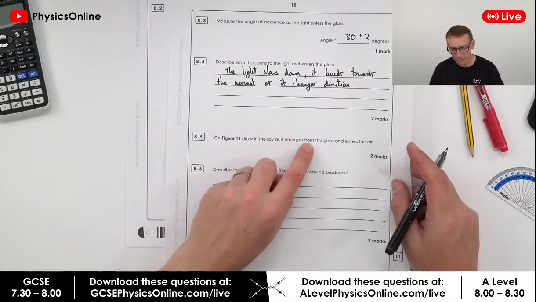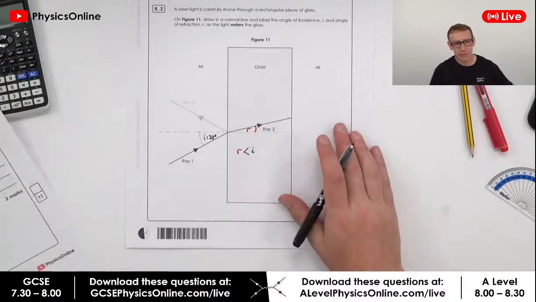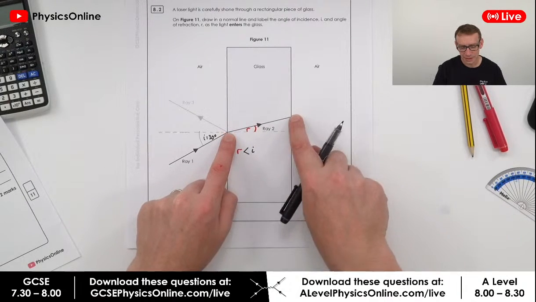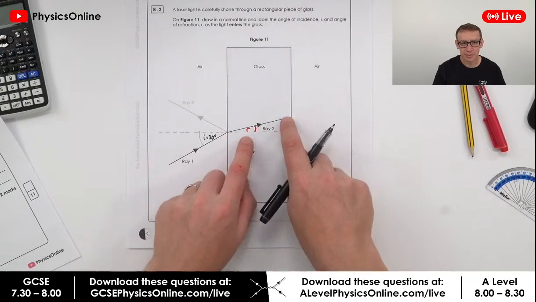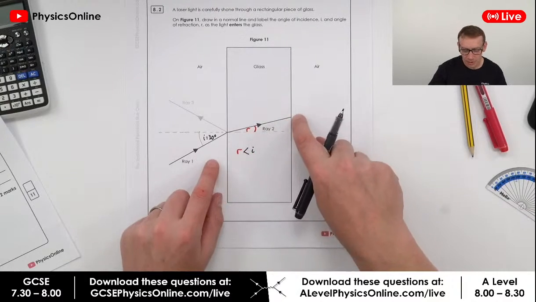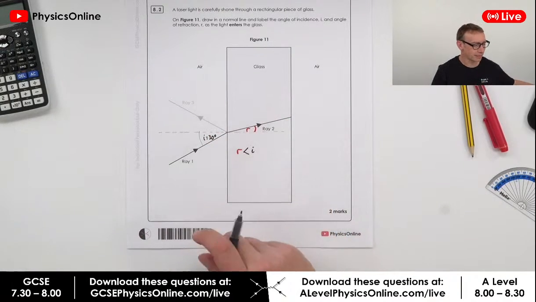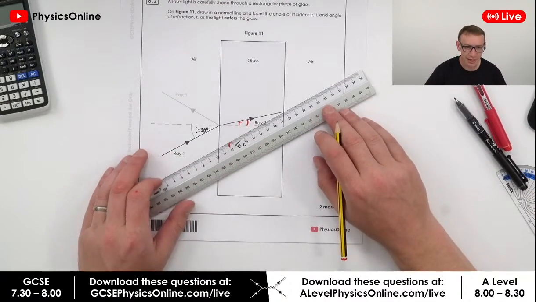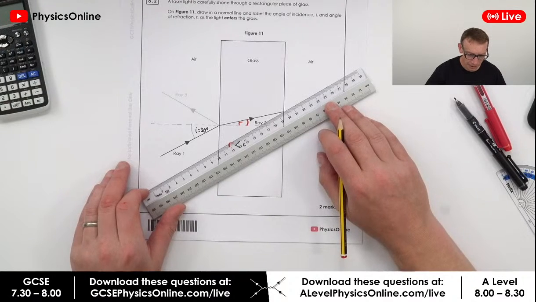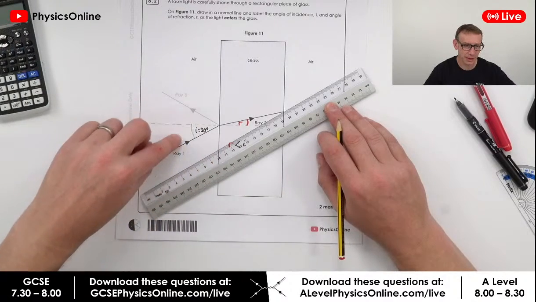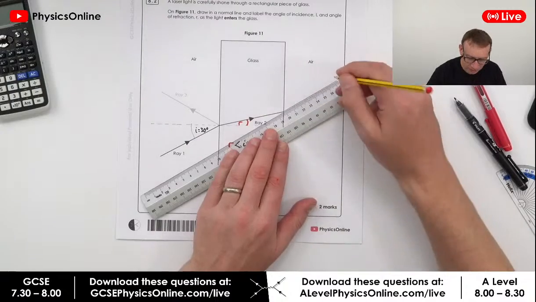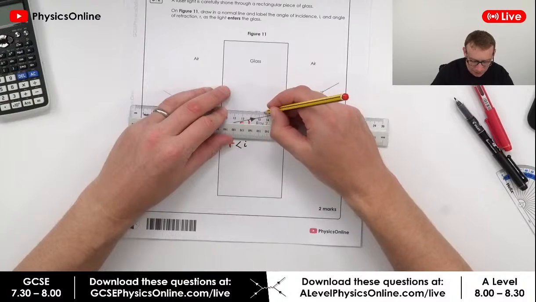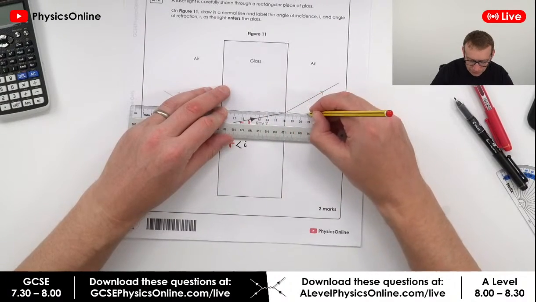On figure 11, drawing the ray as it emerges from the glass and enters the air. Well, the important thing here is we have parallel sides, and that means as the ray of light enters the air, it's going to speed up and it's going to move away from the normal if we were to draw it here, and the ray of light coming out would be parallel to the ray of light coming in. So probably the quickest way to do this is, I could measure the angles, but I'm just going to judge it by eye. I can see that this bit of the ruler here is parallel to this, and what we'd have is something like this. Now again, it's often useful to label extra bits on your diagram.